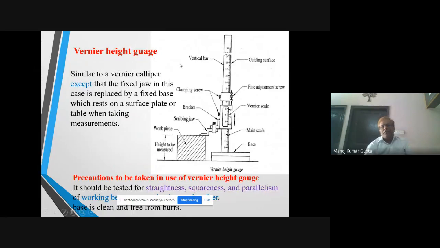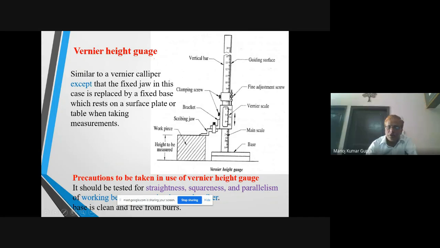This is the height gauge. Earlier also I have shown the height gauge. And what is the construction of this height gauge? This is the base of this height gauge. This is the main scale. This is the vernier scale. This is the fine adjustment screw. This is the guiding surface, and this is the vertical bar. This is the clamping screw, and this is the bracket, and this is the scribing jaw.